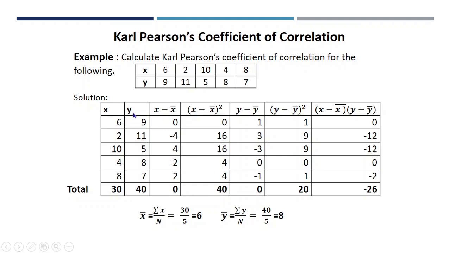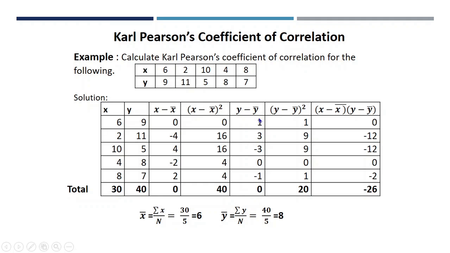Now find y minus y bar. Y bar is 8. So y minus 8. So you will get 9 minus 8, 1, and 11 minus 8, 3, and so on. And this is sigma of y minus y bar.